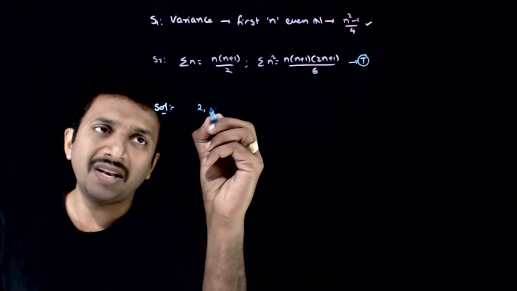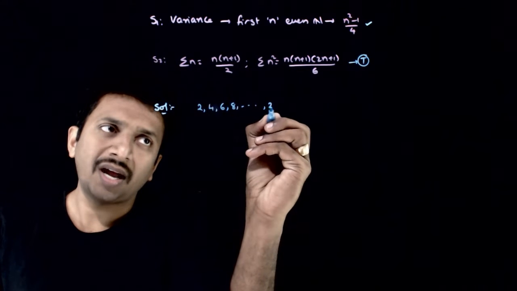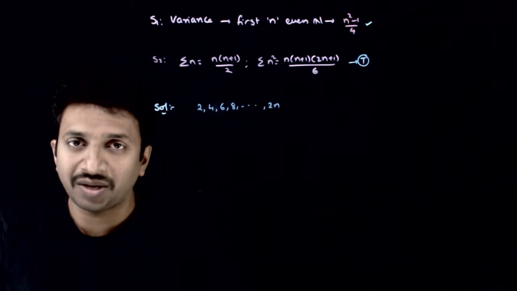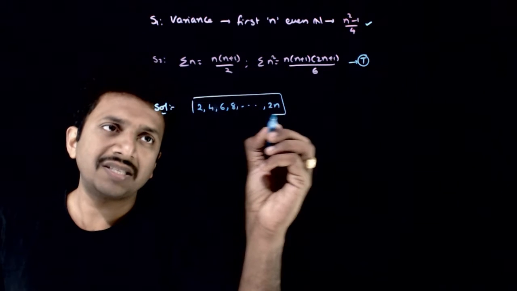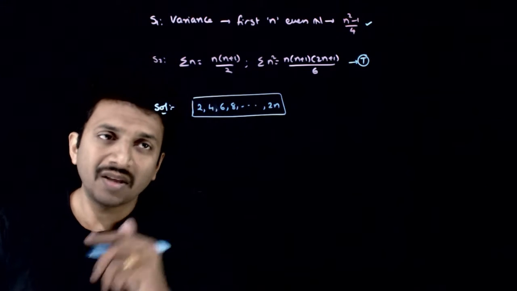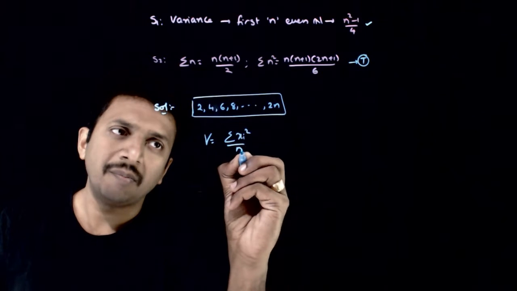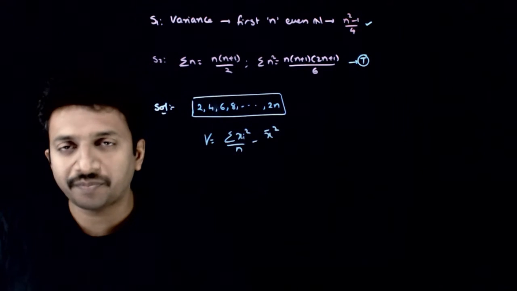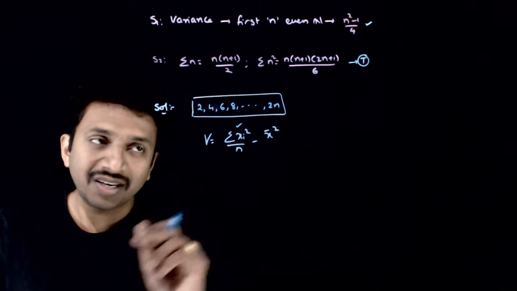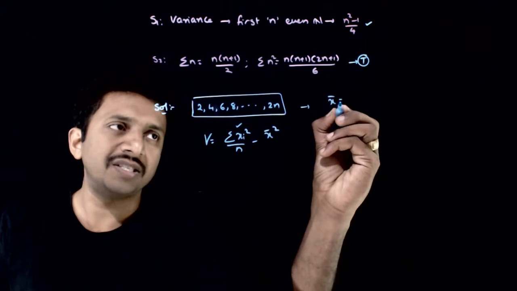So the first n even numbers are 2, 4, 6, 8, and so on up to 2n. That is 2 into 1, 2 into 2, 2 into 3, 2 into 4, and so on up to 2 into n. These are the first n even natural numbers. So what is the variance of this? What is the formula for variance? Variance is Σxi²/n − x̄². So to find the variance, we need the sum of squares of all these readings and the mean square. First let me find the mean of these numbers.